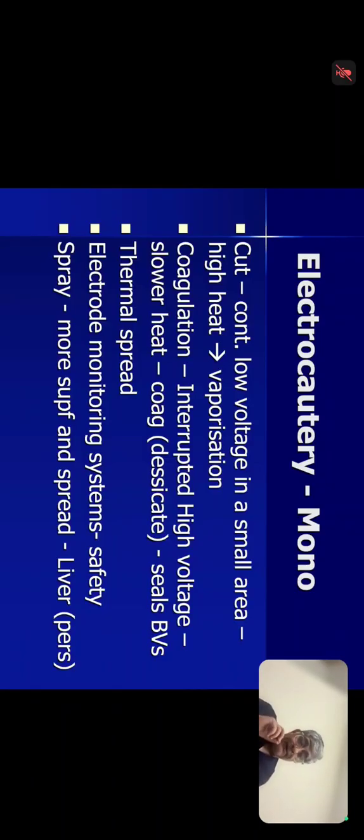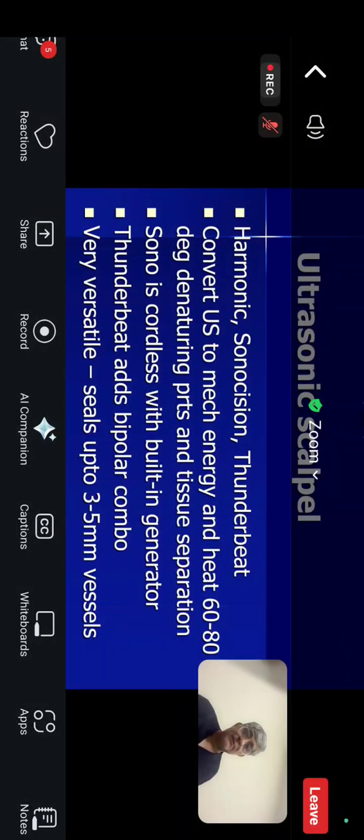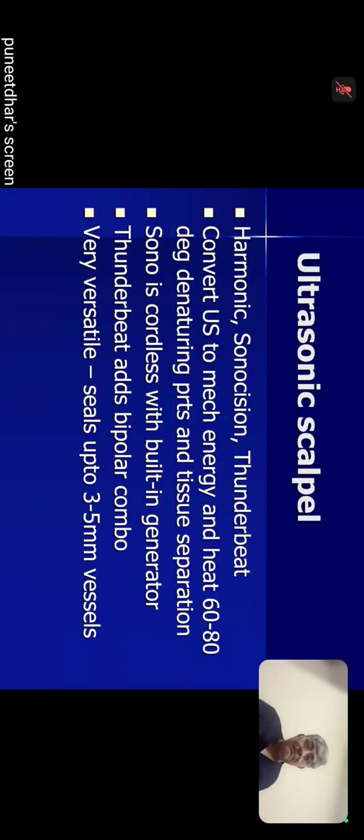So the important thing is, I see many of you use sprays liberally. Please don't do that. Use that only in a very specialized setting. Don't use it for all, because there's much more thermal spread. So it's much more superficial, and the spread is there. But in lap surgery, not just HPB, this would be the one to actually master, because you can use this as a dissector as well as a cutter.